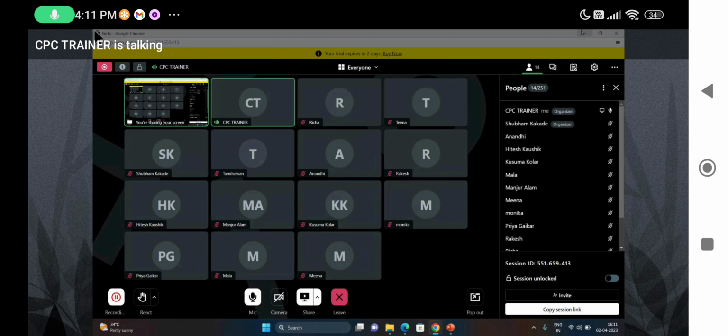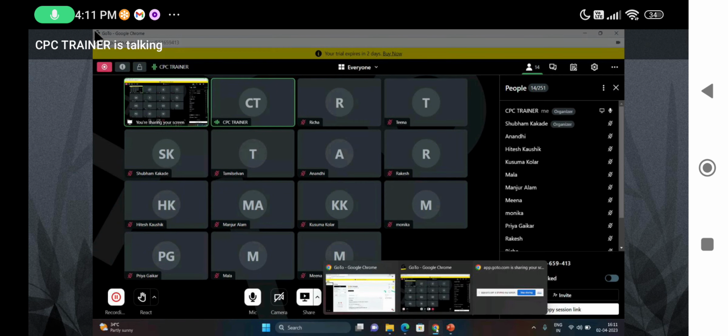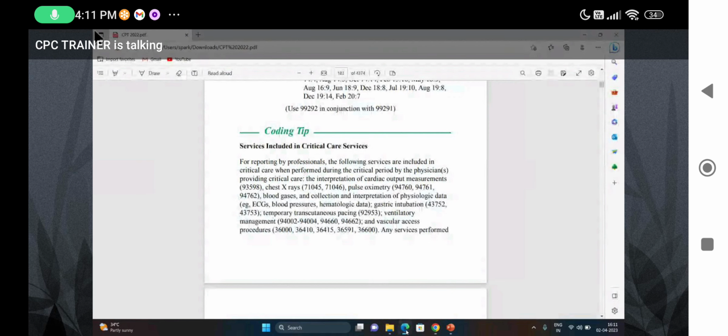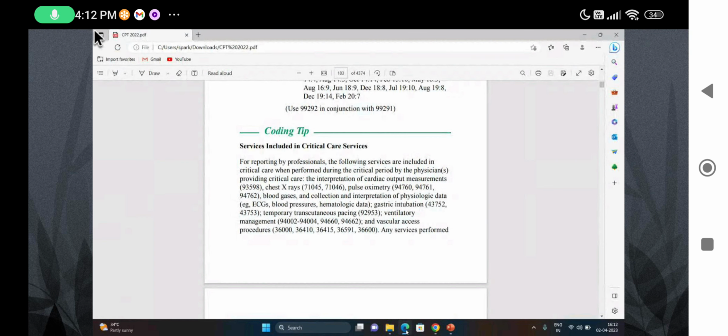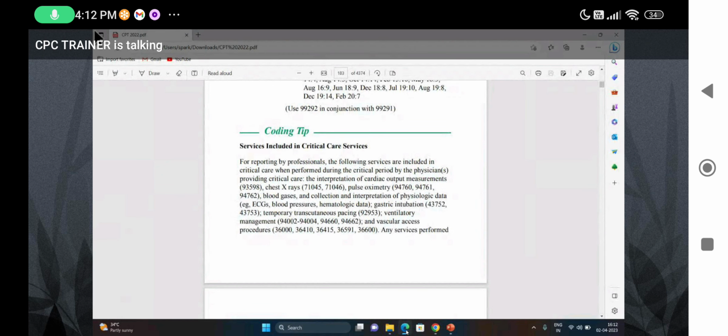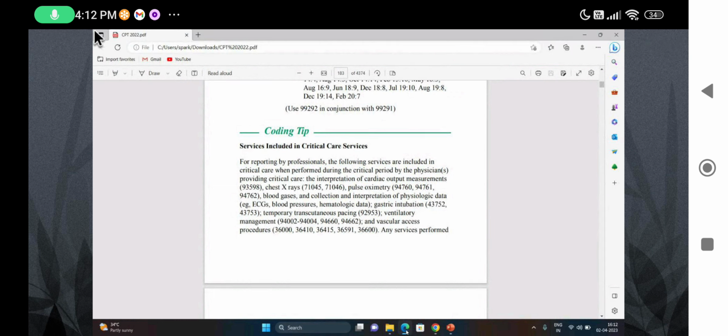So now I will give you some of the services. If the provider performs critical care along with any one of these services, you code only critical care. This is the concept. Okay, so please note down one by one, guys. The first one is chest X-ray. The next one is pulse oximetry.